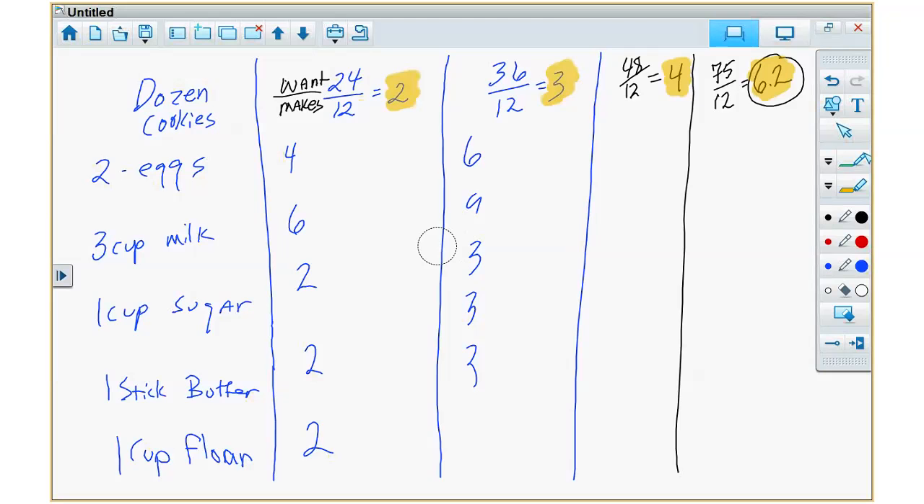The multiplier is a number that you multiply to make the ingredients for the cookies that you want. If you want 48 cookies, the multiplier is 4. If you want 2 dozen cookies, the multiplier is 2. How do you get that number? Well, you do 48 over 12. It's a ratio: the number that you want over the number that the recipe makes.